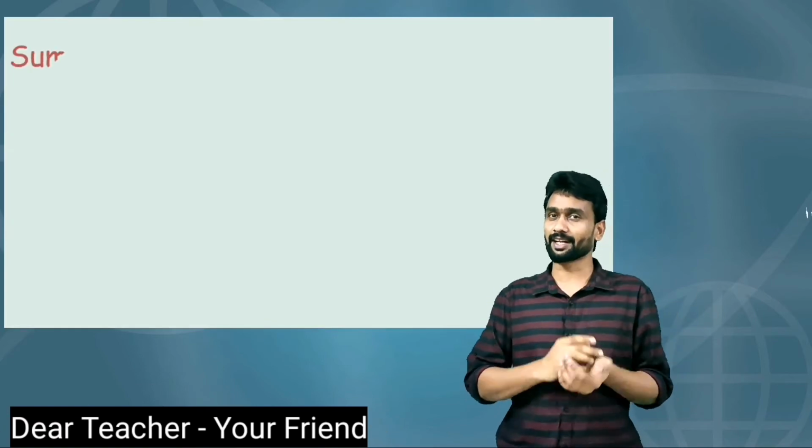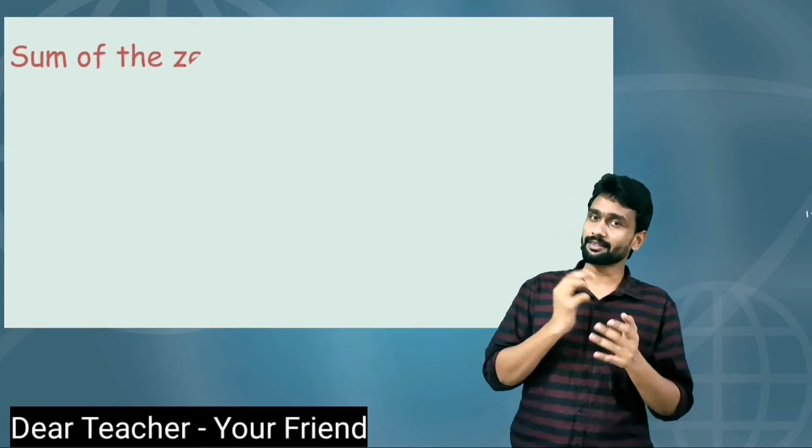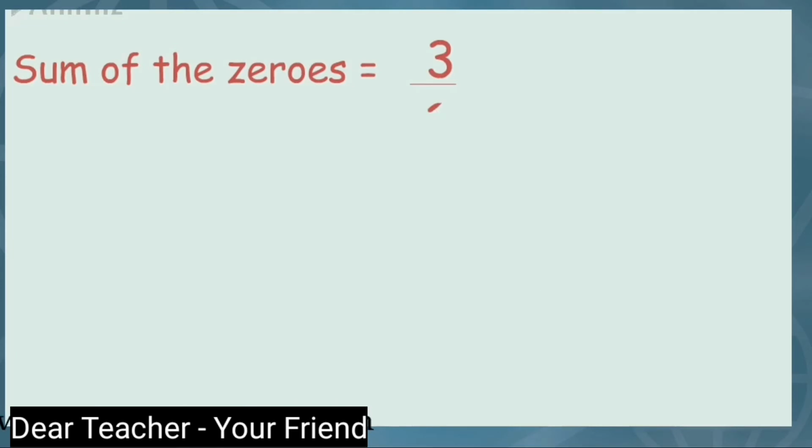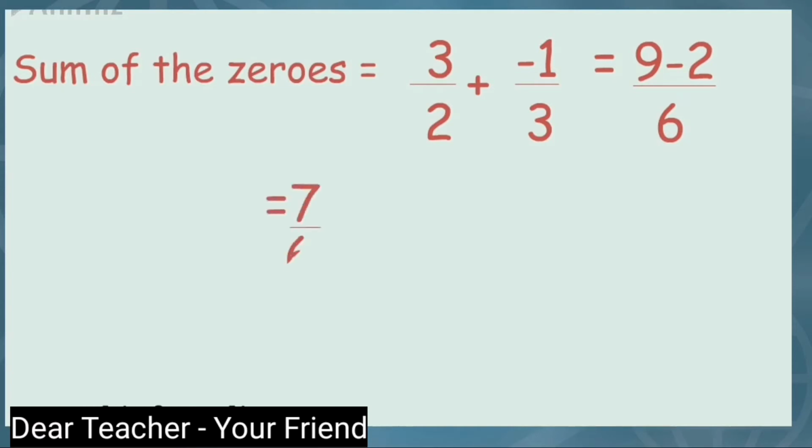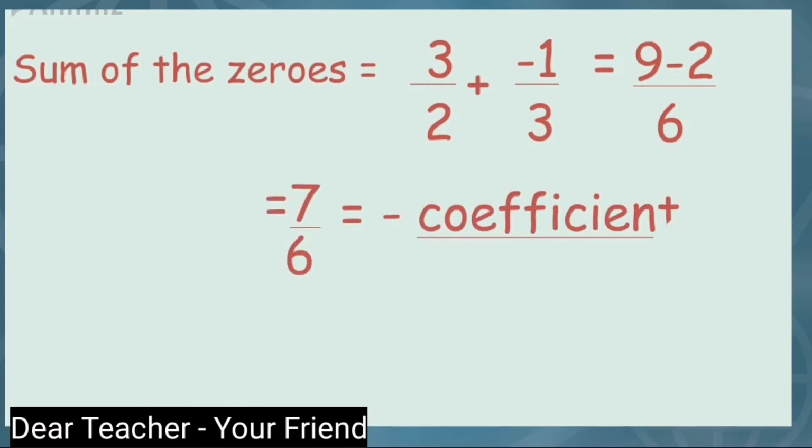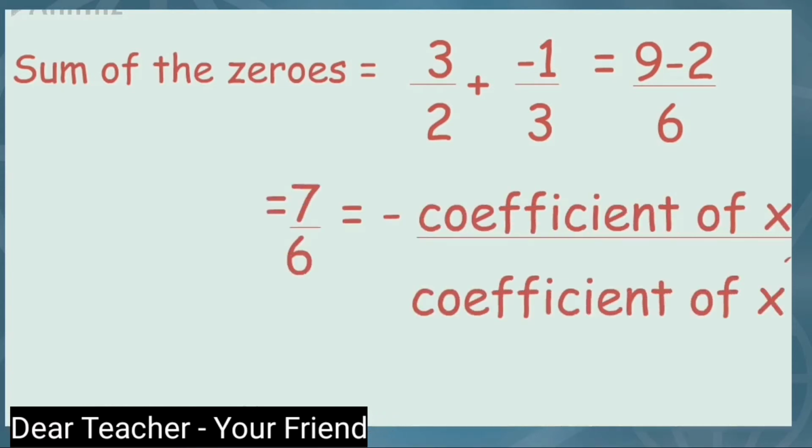Now we can verify the relation between zeros and their coefficients. Sum of the zeros: 3 by 2 plus minus 1 by 3. We know 3 2s are 6, which is the LCM. So 9 minus 2 by 6, which is equal to 7 by 6. That is equal to minus coefficient of x divided by coefficient of x square. See, here we verified the sum of the zeros is equal to minus coefficient of x by coefficient of x square.